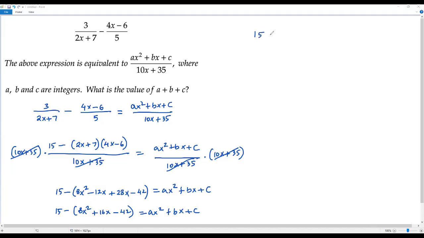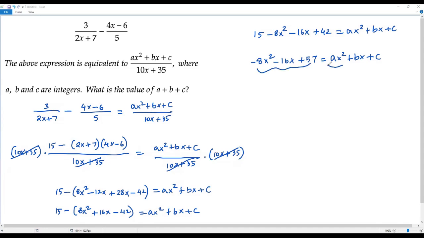Okay, let me continue over here. 15. Now we can distribute this negative sign to this one, this one, this one. Then I'm getting negative 8x², then negative 16x and negative times negative will be positive 42, equals ax² + bx + c. Okay, we can write this one at first, that is negative 8x². Then we can write negative 16x. We can combine this positive 15 and positive 42. Then I'm getting positive 57 equals ax² + bx + c. That's all the simplification we can do.